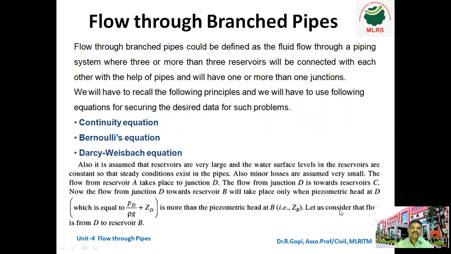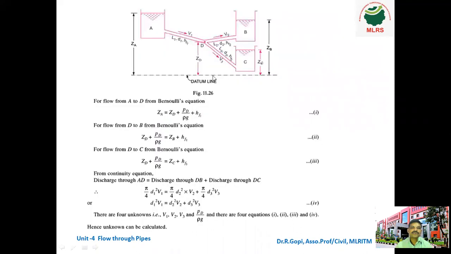So now let us consider the flow is from D to reservoir B. Now how to solve this type of problem? Basic fundamental equations. For flow from A to D, first assume, you forget about tanks B and C. Please watch only tank A to D. The flow takes place from A to D.